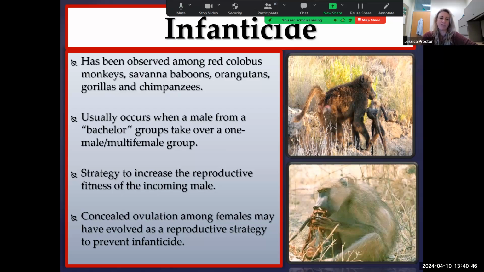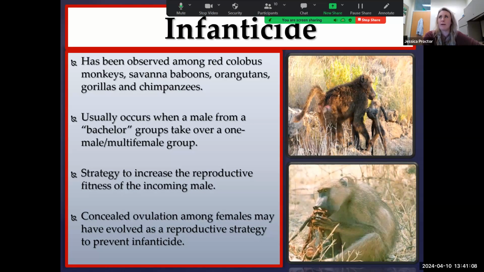And of course, many primatologists have hypothesized why in the world would this happen. It seems very anti-evolution, very anti survival of the group. If we are a social species, if we care more about the survival of our group than the survival of ourselves, why in the world would infanticide be something that happens?